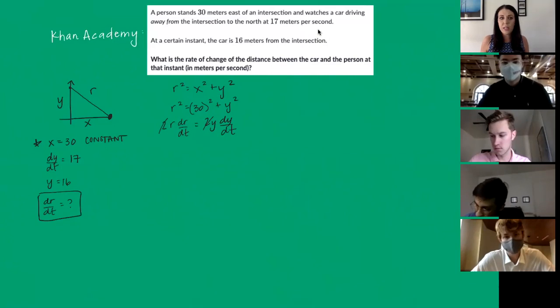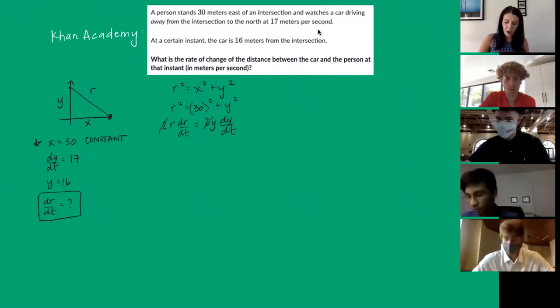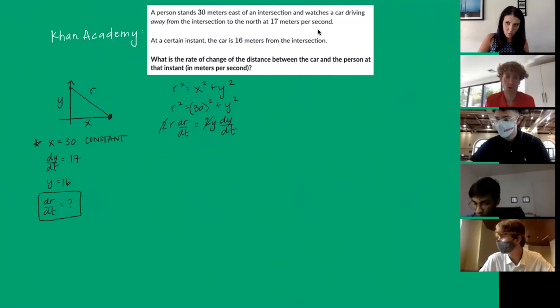Now the issue here is I have y, I have dy dt, but I don't have r and I don't have dr dt. So what do I need to do, someone else? You need to plug x and y back into the original equation. Yeah, I need to plug x and y back into the original equation so that I can find r. So Fallon, what should I type? What should I write down? You should write down r equals the square root of x squared plus y squared.